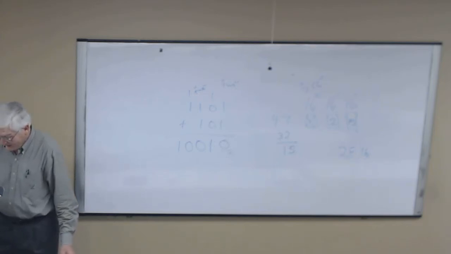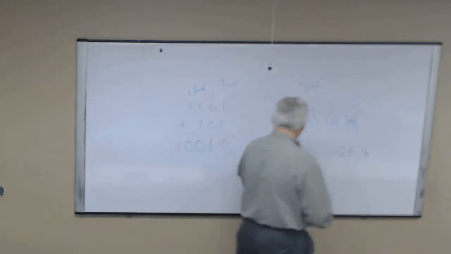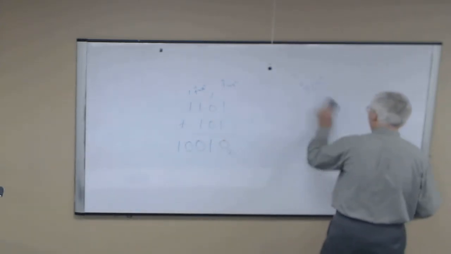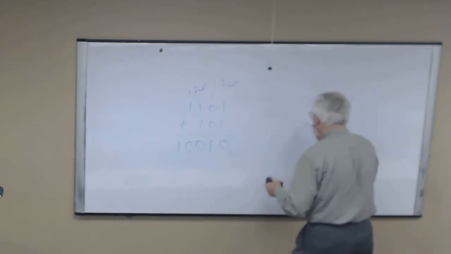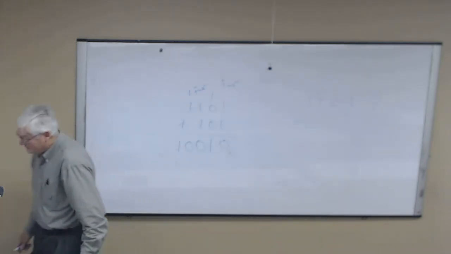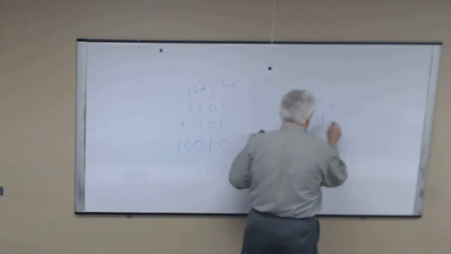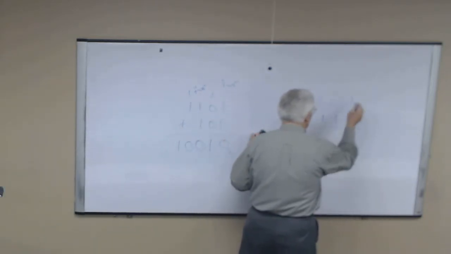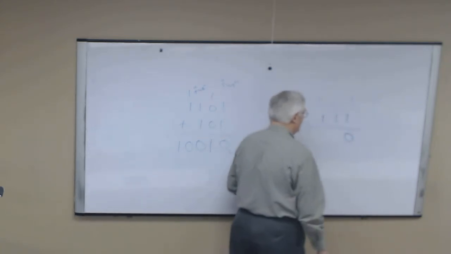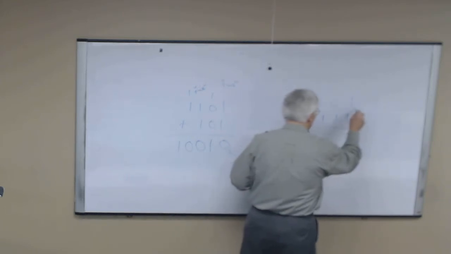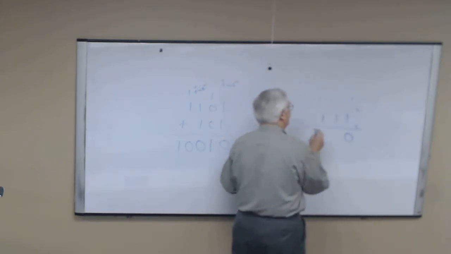Then 18b is subtract. 10101 minus, what are we subtracting? 111. What's 1 minus 1? 0. This is base 2 we're looking at here. So what's 0 minus 1? See, I can't do that.